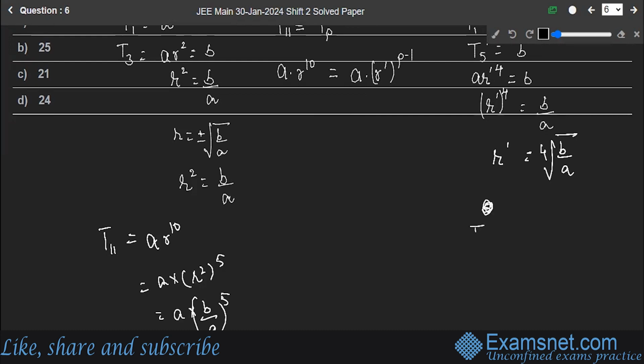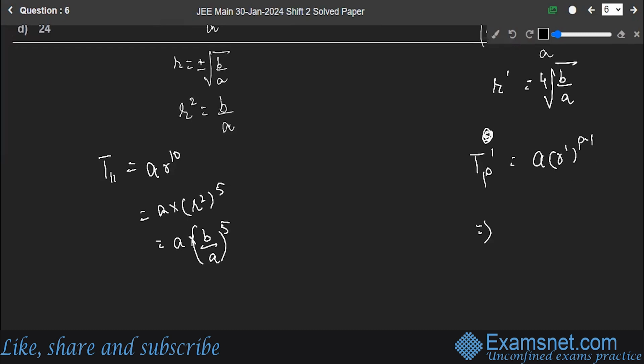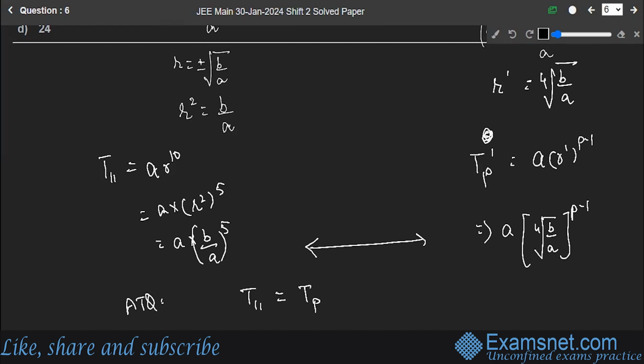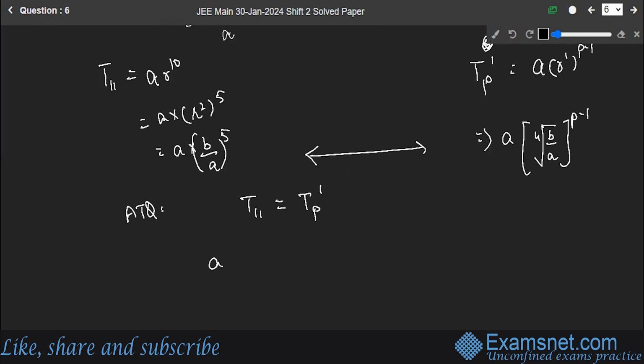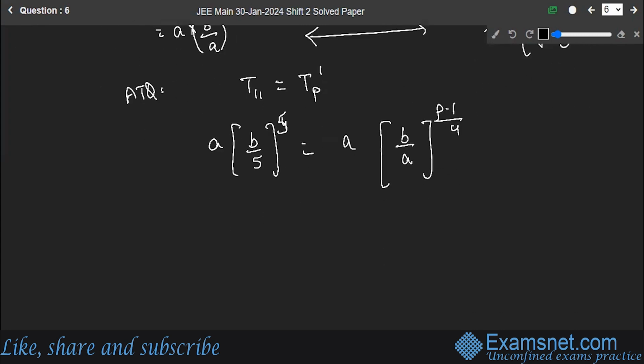So TP will be given by A into R dash power P minus 1. So this is equal to A into the fourth root of B upon A raised to power P minus 1. They both are equal according to the question. According to the question, T11 is equal to TP dash. So you have A into (B upon A) raised to power 5 is equal to A into the fourth root. That can be written as (B upon A) power (P minus 1) divided by 4, right?